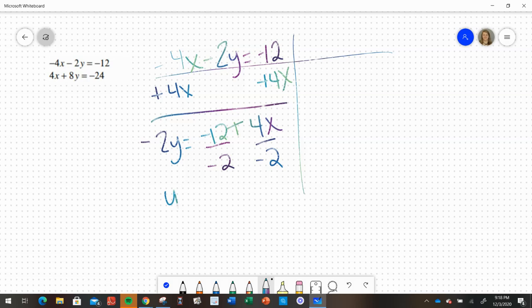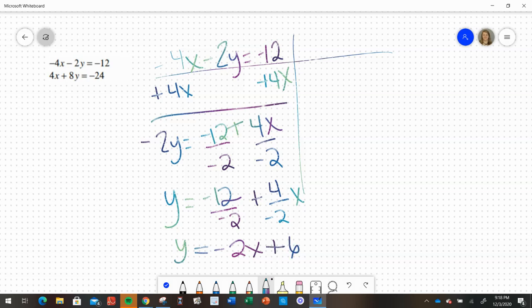The good news is you don't actually have to simplify right now. You can if you want to, but you can essentially just type that into Desmos and it will go ahead and graph it. But I'm going to go ahead and simplify. So I get y equals, always put my x first, so 4 divided by negative 2 is negative 2x. Negative 12 divided by negative 2 is a positive 6. But again, remember, you can graph either one of those.